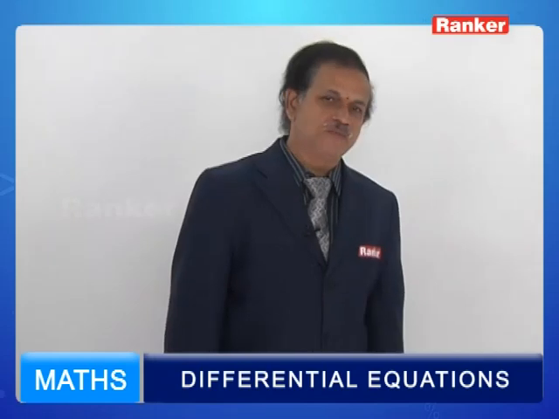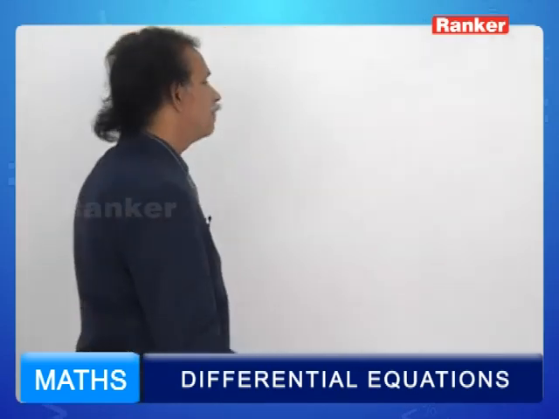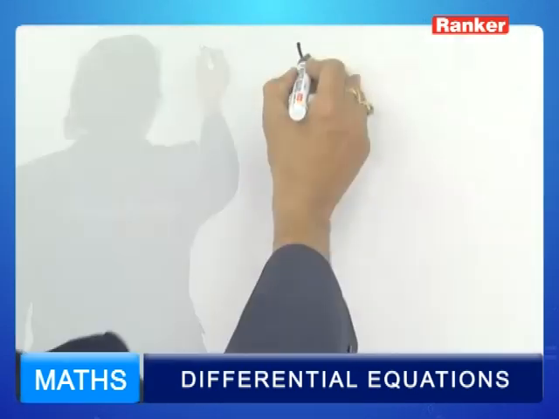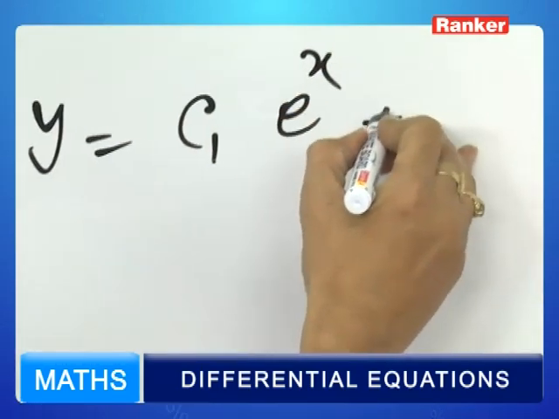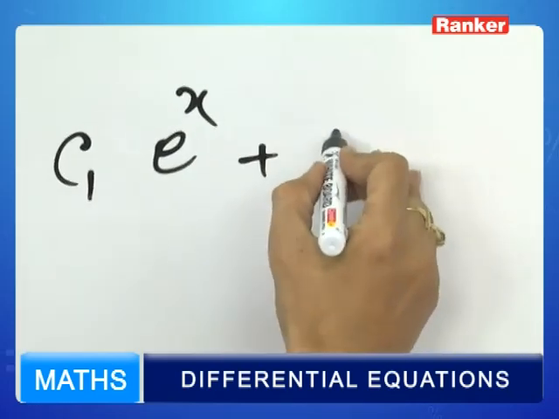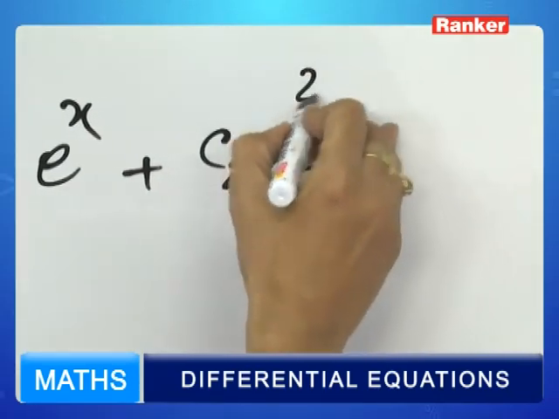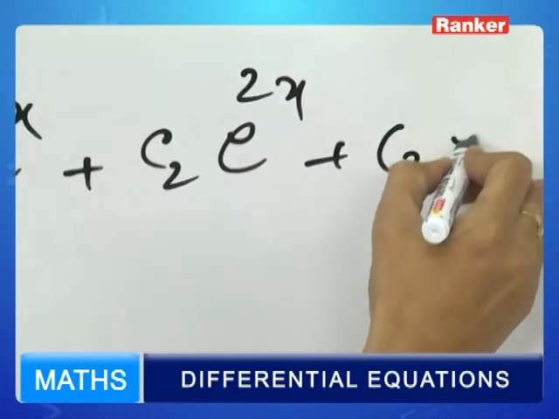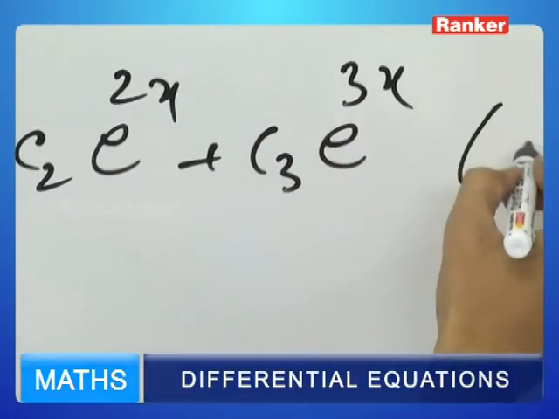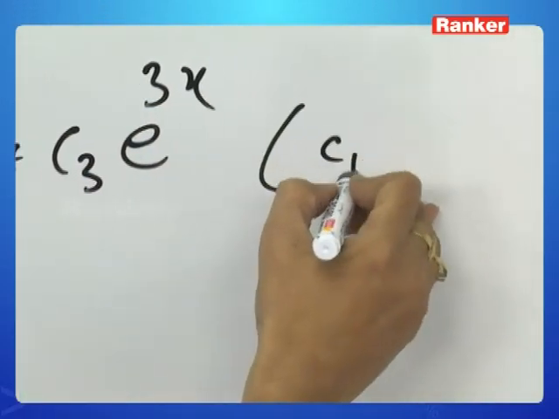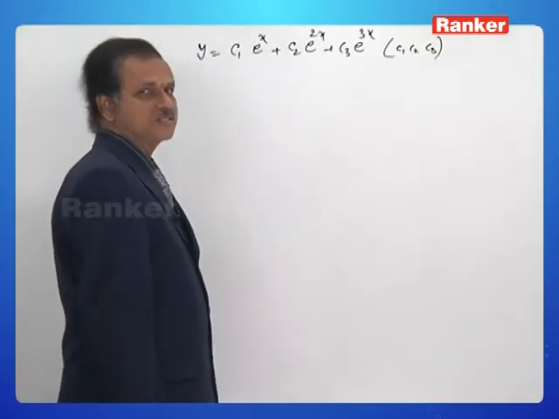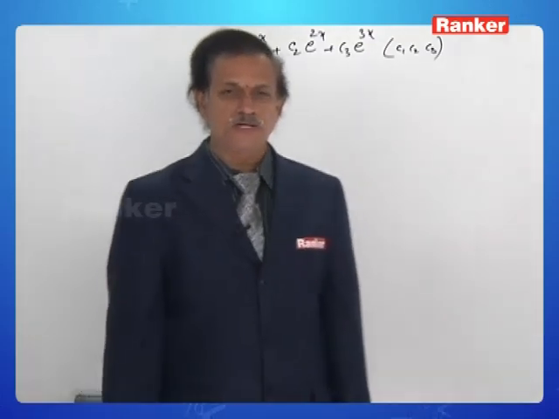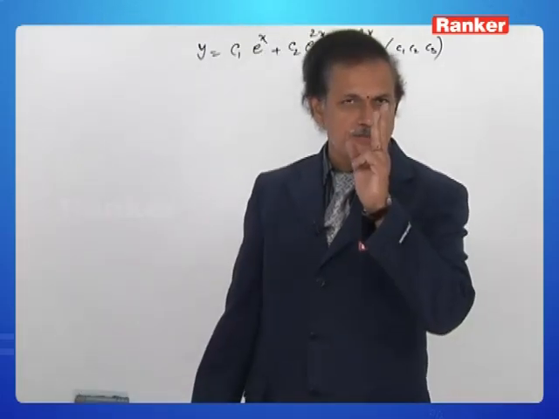One more. Let us look at one more such problem. Find the differential equation of the family of curves whose equation is c1 e power x plus c2 e power 2x plus c3 e power 3x, eliminating the constants c1, c2 and c3. How many constants are there? 3 constants are there. So how many are to be eliminated? 3 constants are to be eliminated.